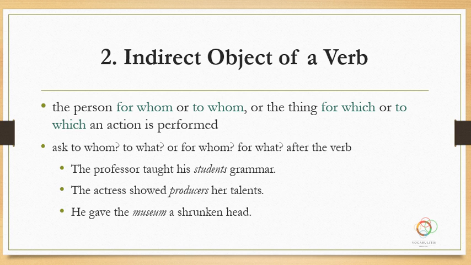How about the indirect object of a verb? What's an indirect object? It's the person for whom or to whom you're doing that action, or for which or to which if it's an object. So let's look at the sentence. The professor, subject, taught. What did he teach? What he taught was grammar. That's a direct object. Who did he teach it to? So it's for whom or to whom did he teach it, and the word students here is the indirect object of the sentence.